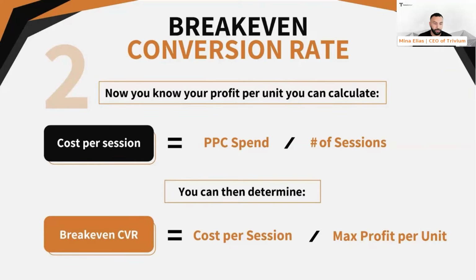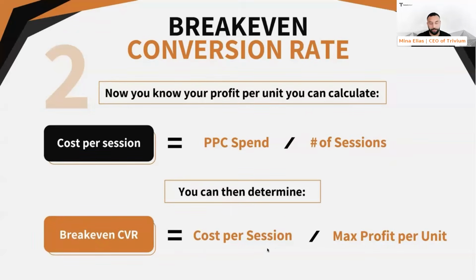So that's the cost per session. Obviously, if you want to reduce the cost per session, you can reduce the PPC spend, which means better targeting, targeting better keywords more profitably, or increase the number of sessions for the same ad spend, which is going to happen when you have better click-through rate and you're ranked better organically. So those are the things that are going to drop your cost per session.